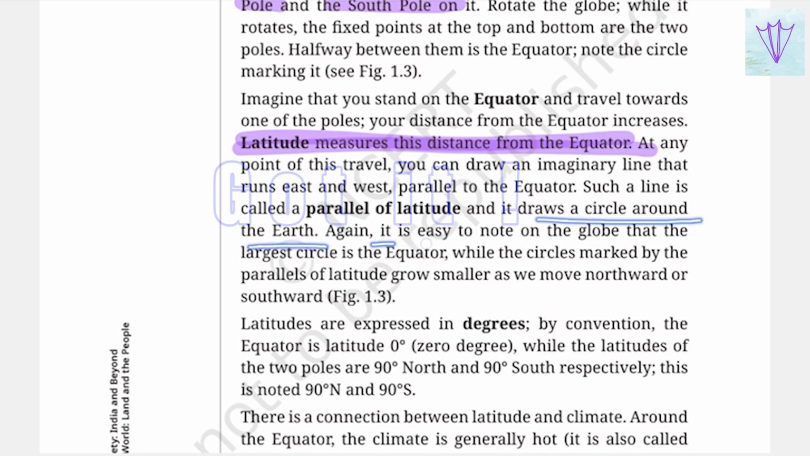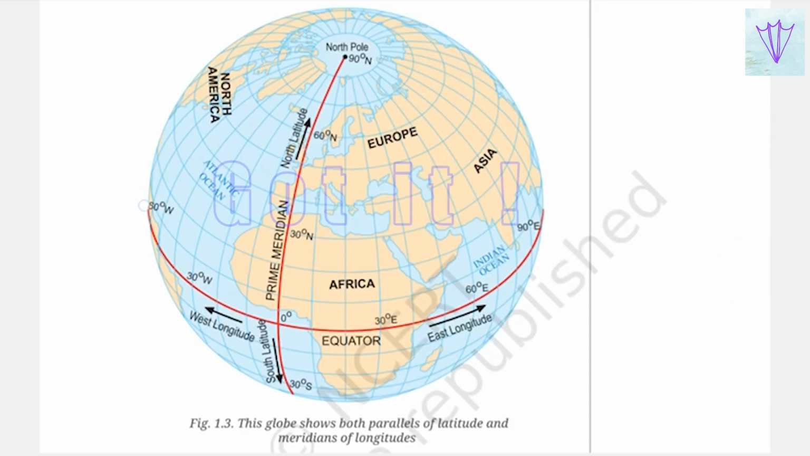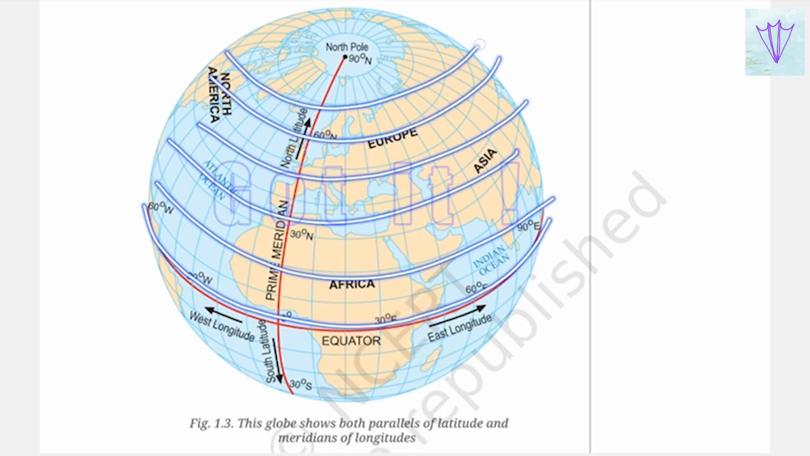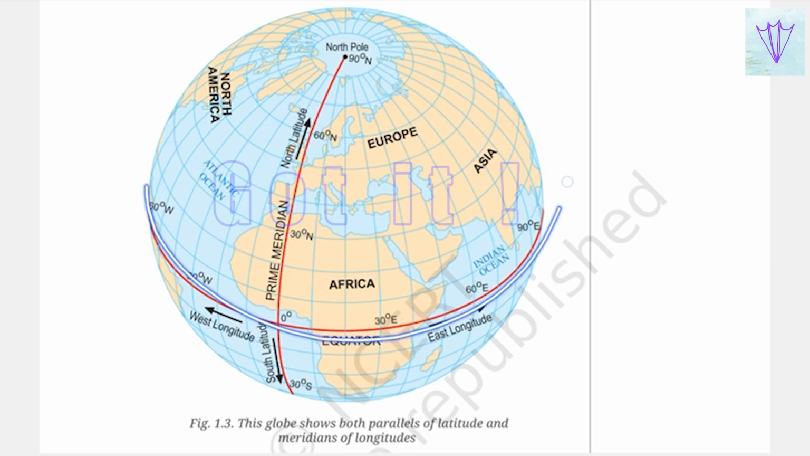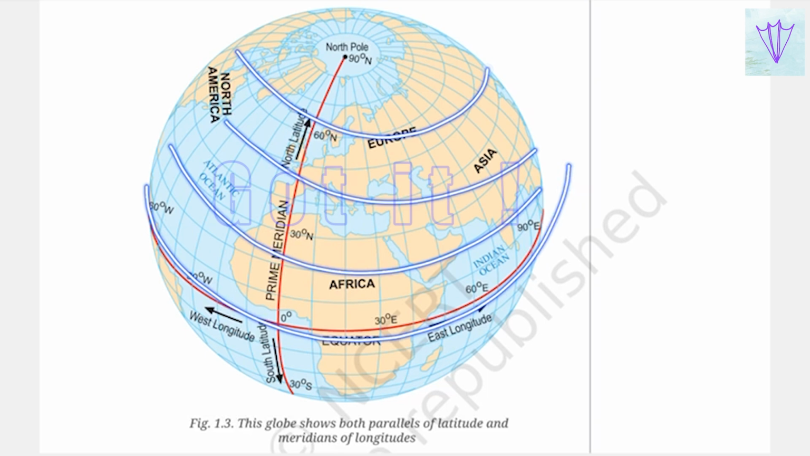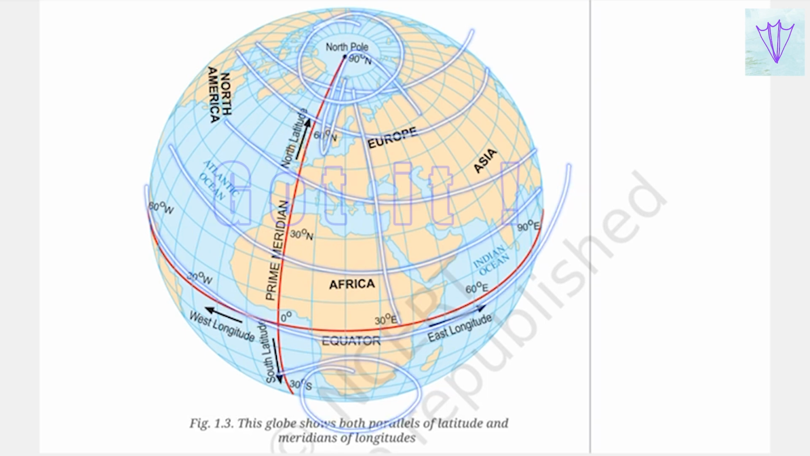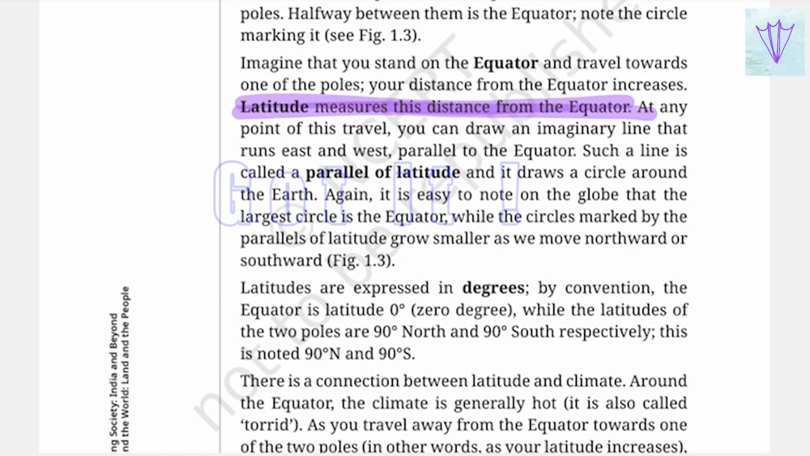Such a line is called the parallel of the latitude, and it draws a circle around the earth. Again, it is easy to note on the globe that the largest circle is the equator, while the circles marked as the parallels of the latitude grow shorter as we move northwards or southwards. So here we can observe that this is the equator and these are all the parallels of the latitude. This will be the largest and the rest will keep on reducing until we reach the north or the south pole.